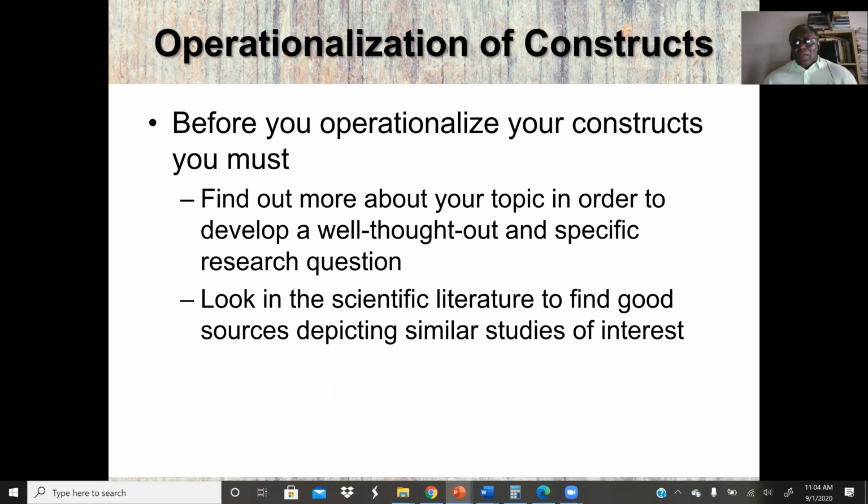So this again may help us to narrow our research question. So the next step is operationalization of the construct. Here we said before you operationalize your construct, you must first find out more about your topic in order to develop a well thought out and also a specific research question. Now we should look in the scientific literature to find good sources showing similar studies of interest.